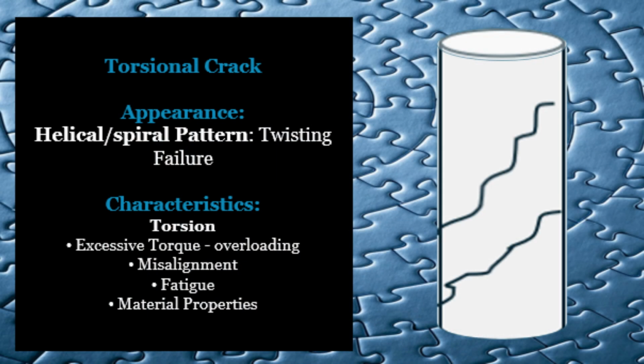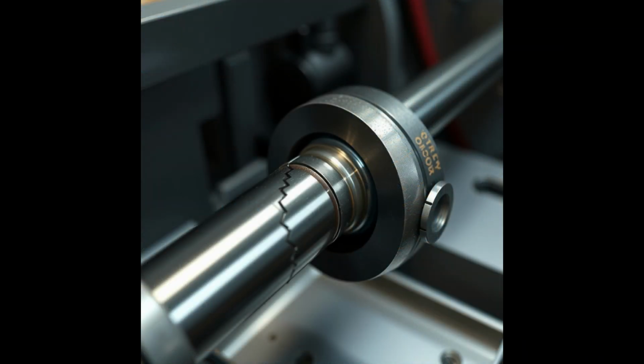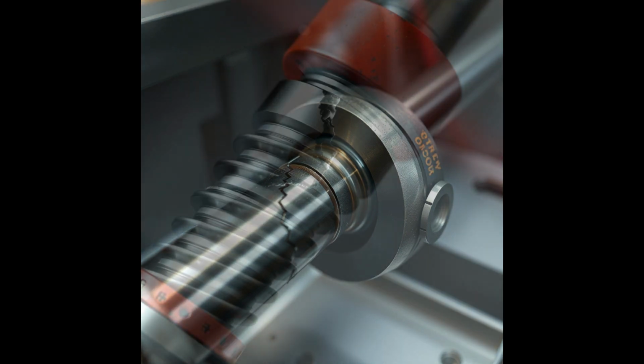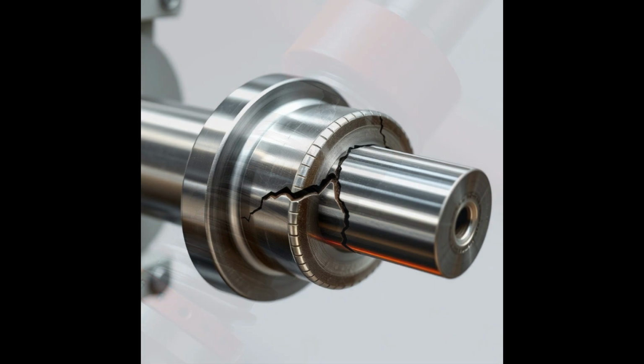Then we have torsional cracks. These cracks form a helical or spiral pattern around the shaft, caused by excessive twisting or torque. Improper alignment or sudden stops can also lead to torsional cracks, typically associated with fatigue.